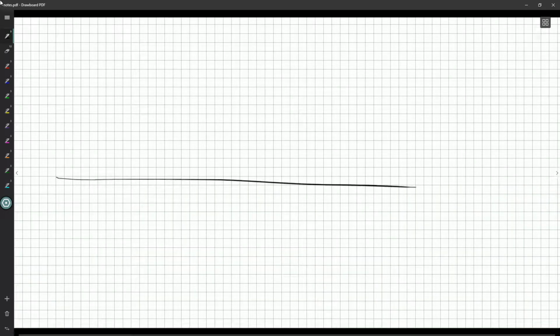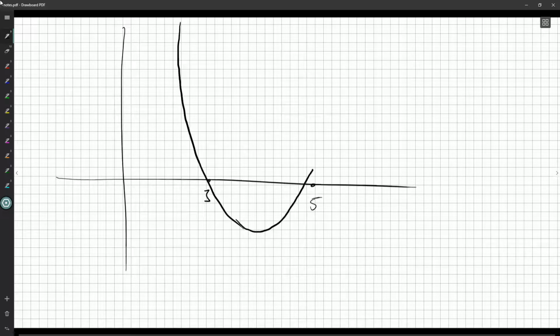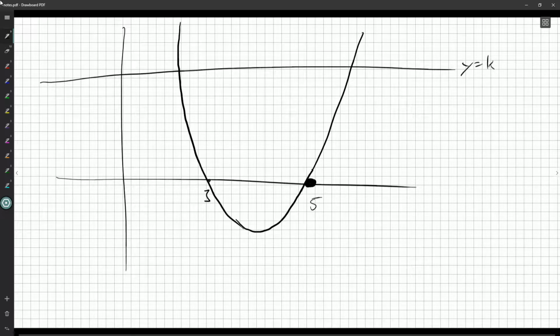Okay, so picture-wise, what have we got? Well, we've got an upward-facing parabola that passes through 3 and 5 on the x-axis. And you multiply it by 2, so it's probably a little steeper than you're usually used to. And so we've got a line coming across, y equals k. And we've got AB, and we know this should be 6. Okay. So how can we work out what the answer to this question should be?